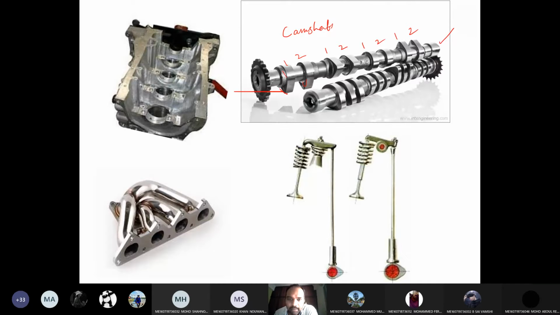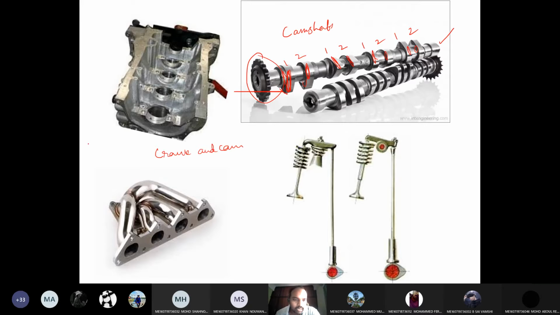So one cam is for inlet valve opening, the other cam is for exhaust valve opening. Similarly, inlet valve, exhaust valve, inlet, exhaust, like that. This camshaft is used for 4-cylinder engines. And this is the gear on the camshaft. There is a relation between crank and cam.